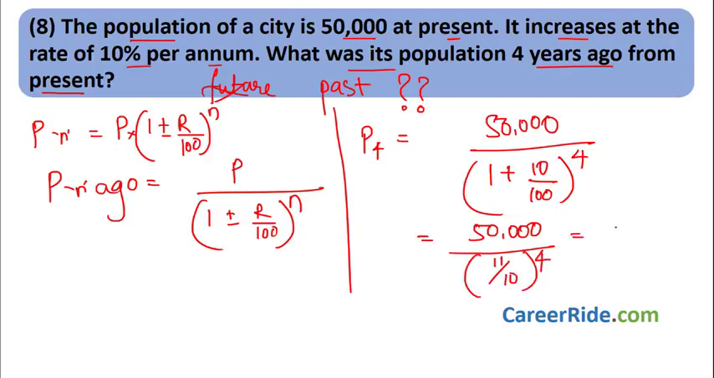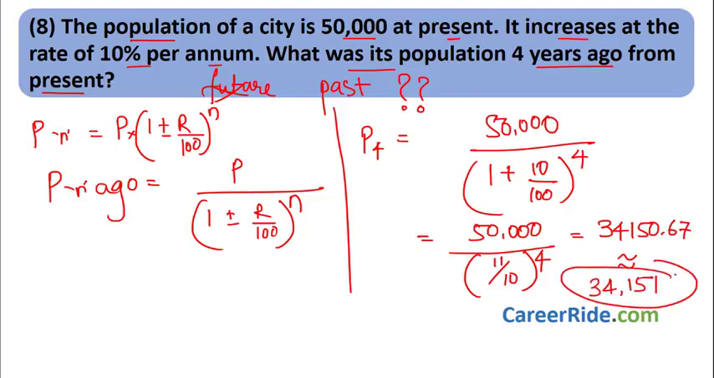The population comes out to 34150.67. So approximately that is equal to 34,151. So the population 4 years ago was 34,151, right? Moving to question number 9.